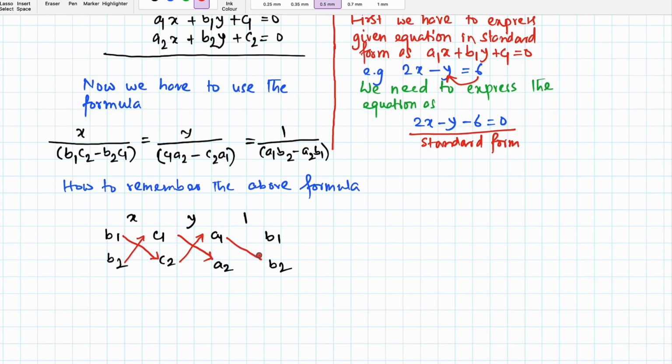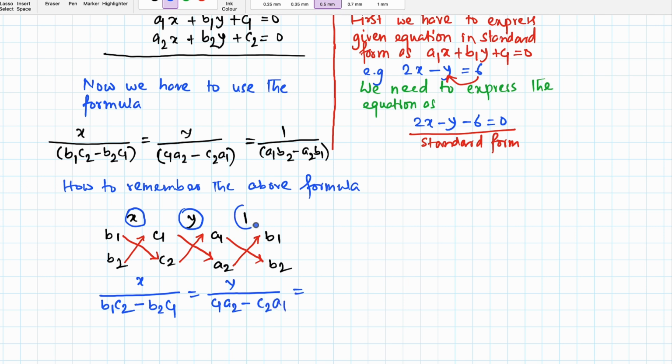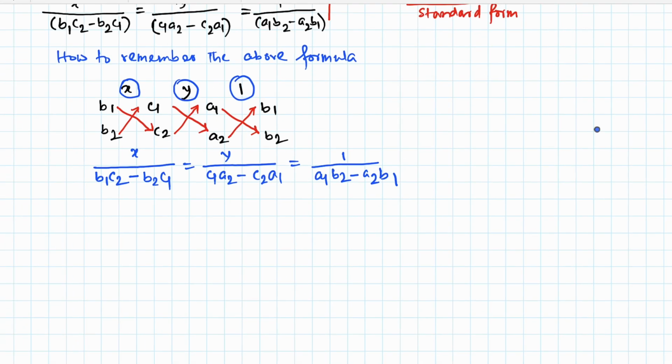Now you have to cross multiply these coefficients. For x, b1c2 always from up to down, minus b2c1 from down to up. Again y divided by c1a2 minus c2a1, and 1 divided by a1b2 minus a2b1. So that is how you are able to remember this formula. It's very easy. First express in standard form, second use the formula and replace all the coefficients, and solve for the variables x and y.